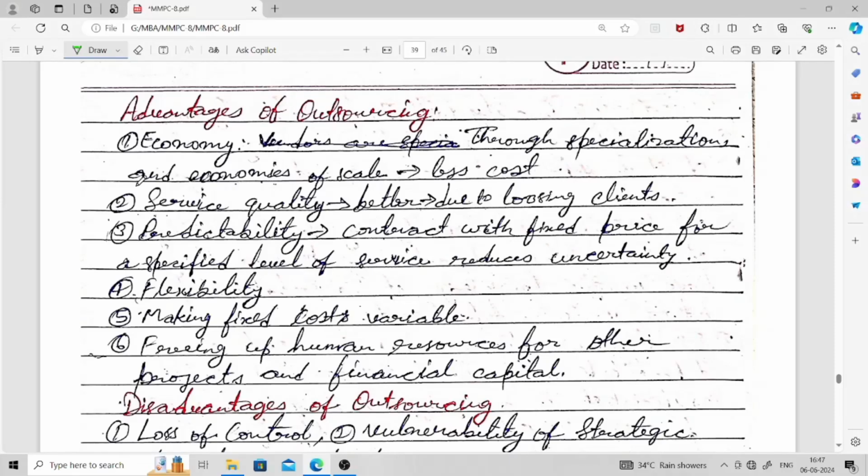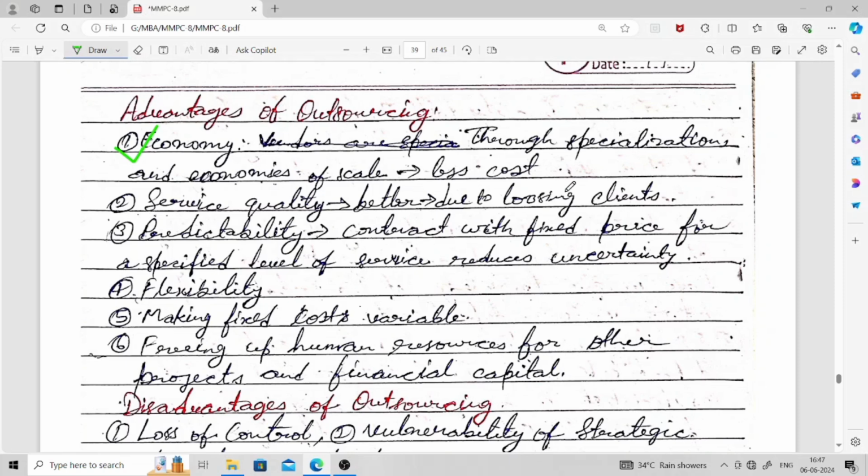Advantage of outsourcing given here. So the first advantage of outsourcing given is economy. Through specialization and economies of scale, there will be less cost. It means there are some organizations who are specialists in providing information system to other organizations. So when they do, their core area becomes the information system.